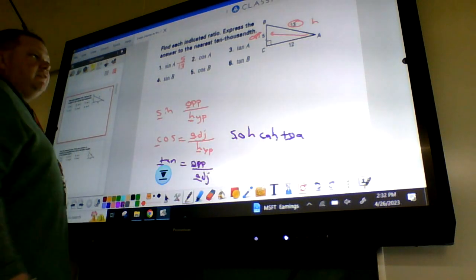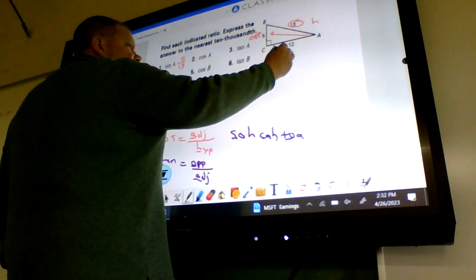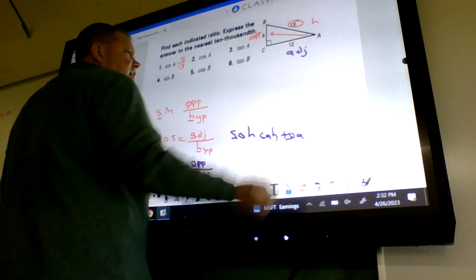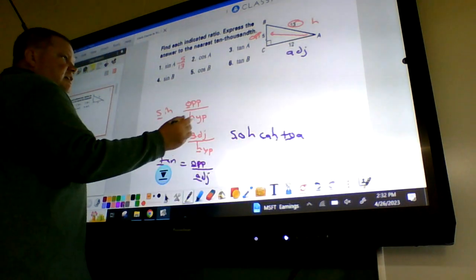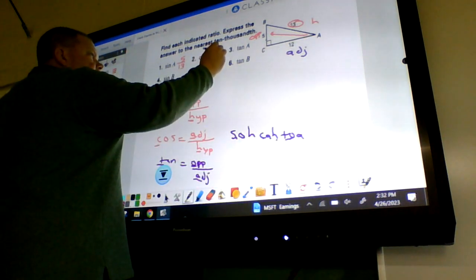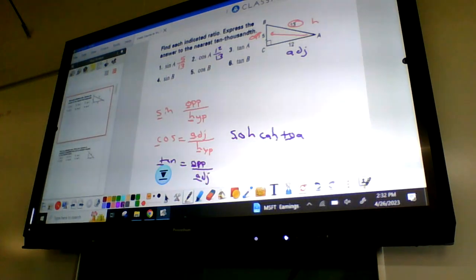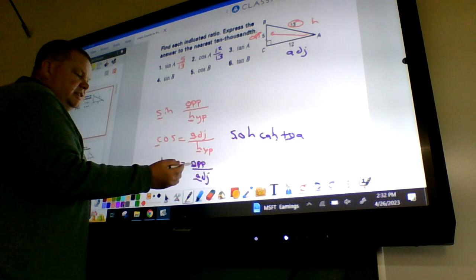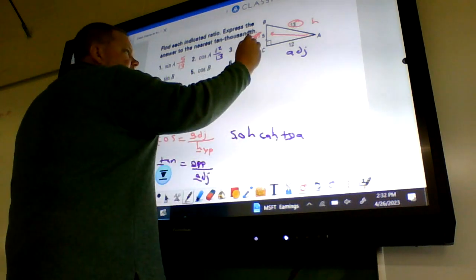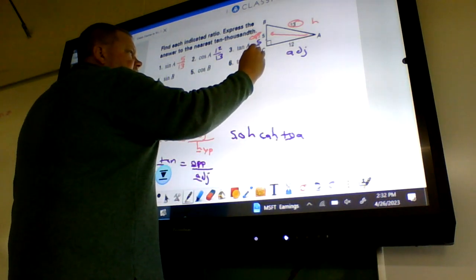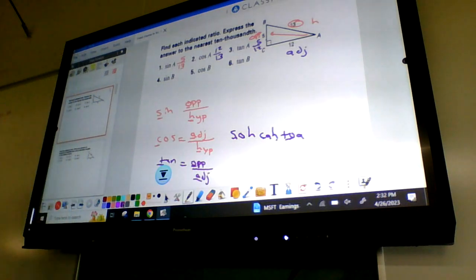Okay, so the cosine of A. If this is my opposite and this is my hypotenuse, this is my adjacent side. So the cosine is the adjacent side, which is 12, over our hypotenuse, which is 13. And then finally, the tangent, the TOA piece, opposite over adjacent. My opposite side is 5. My adjacent is 12.